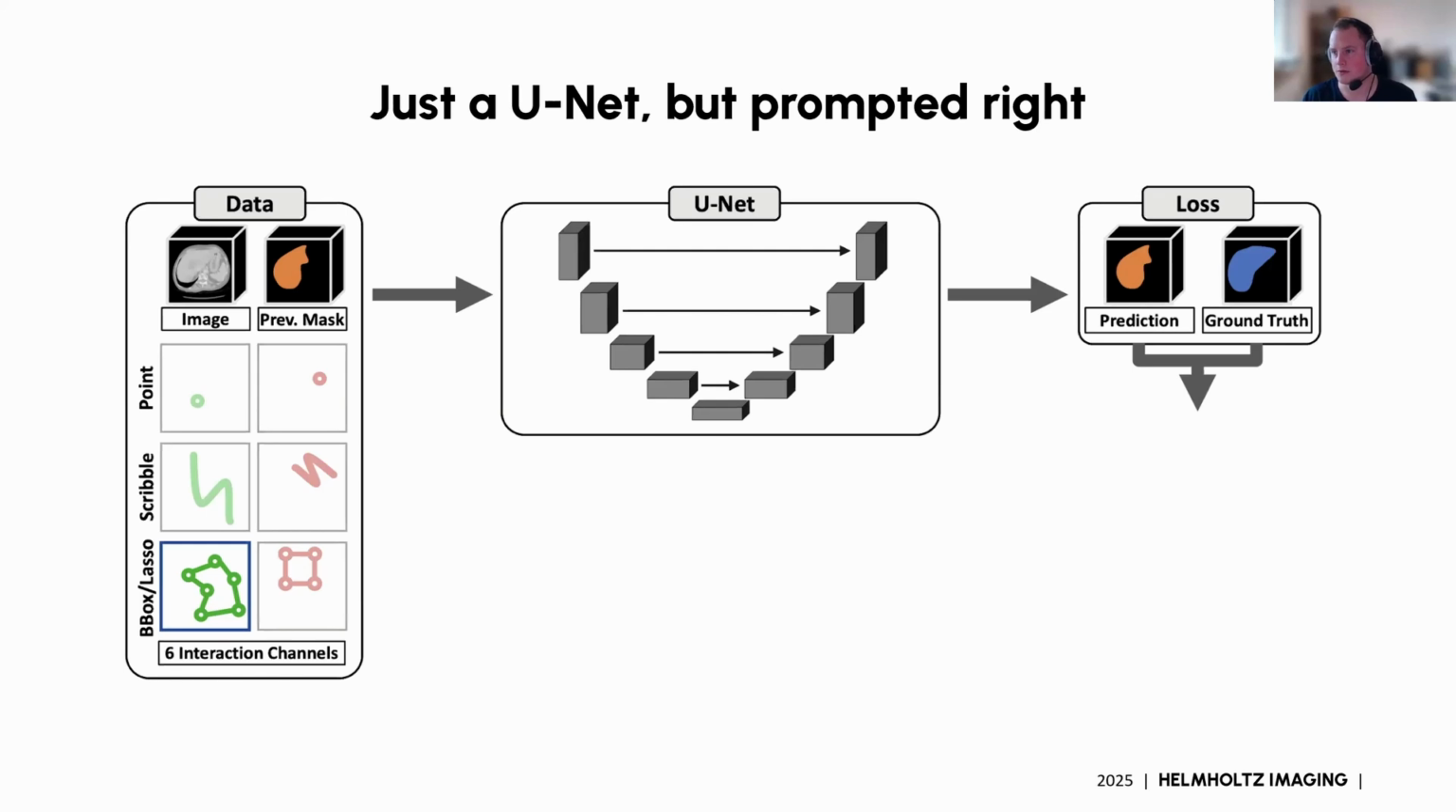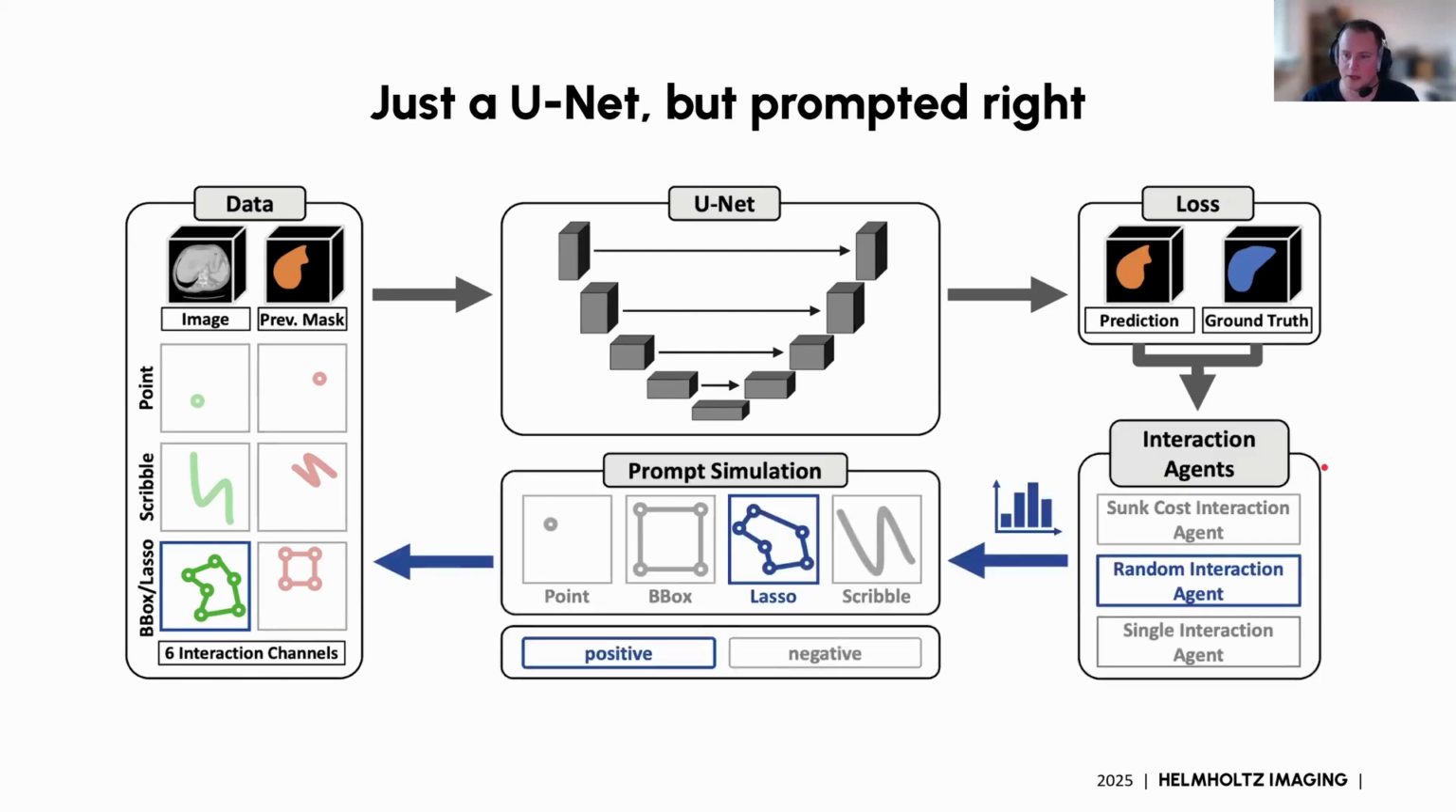So during training, we need to simulate users that further interact with the segmentation. And we're doing this in a way where we have certain user profiles, so users that, for example, switch interactions randomly between refinement steps, or users that pick one interaction and stick to it throughout the whole refinement process. This is just to simulate a little bit the human behavior.